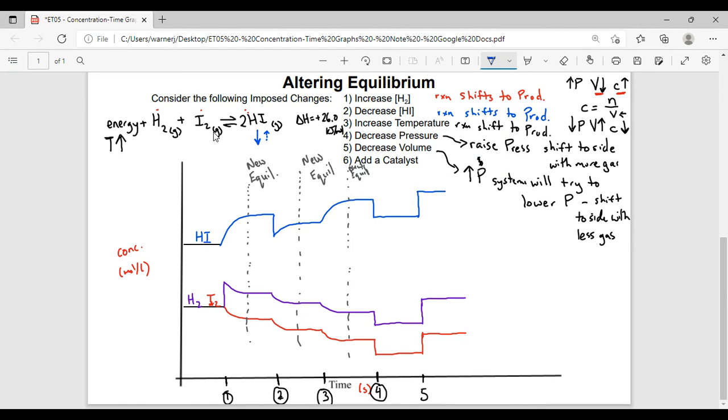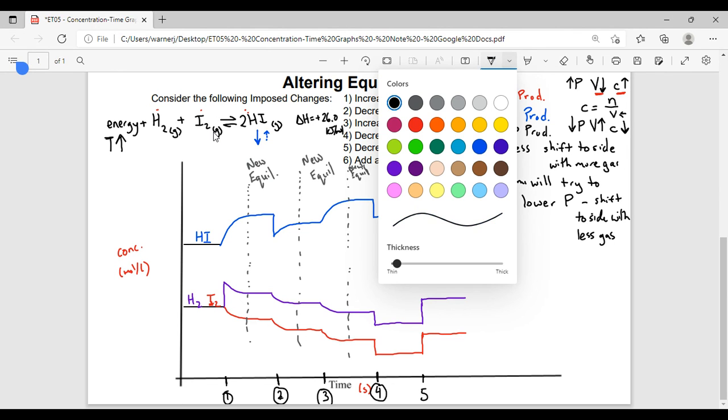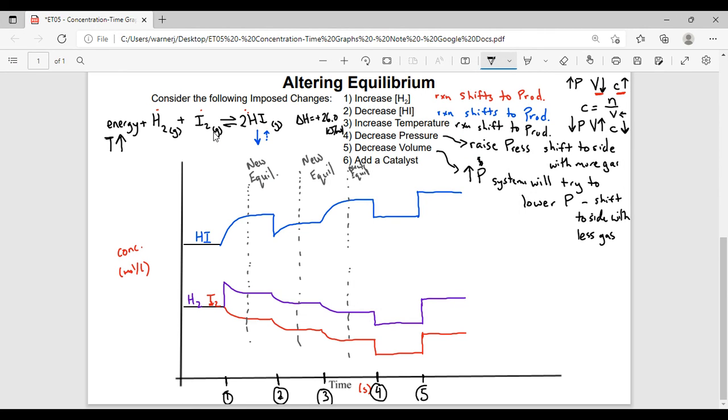So let me show this flat line again. It can't respond in this particular scenario. Okay, so that was our decreased volume.